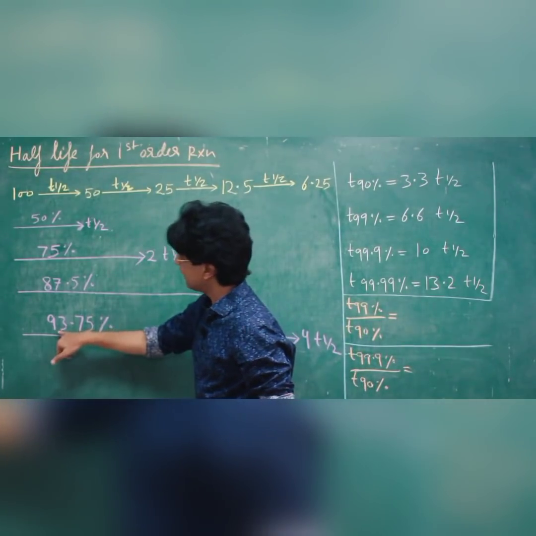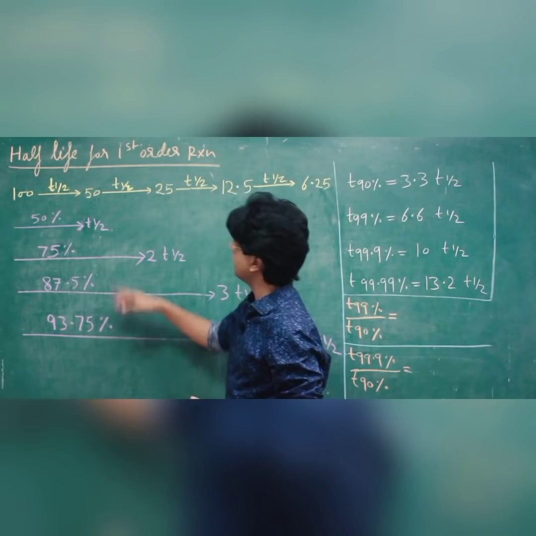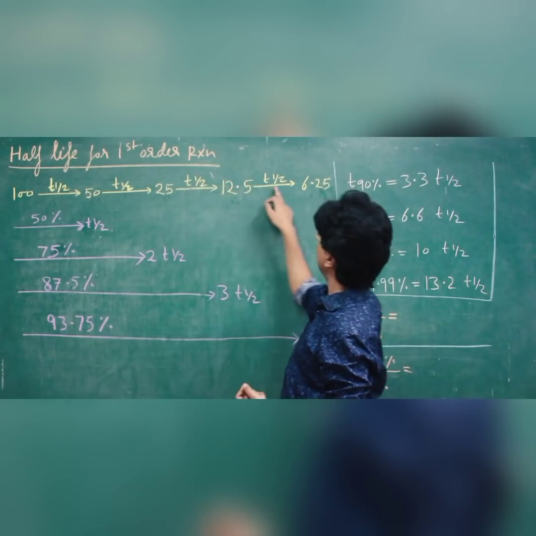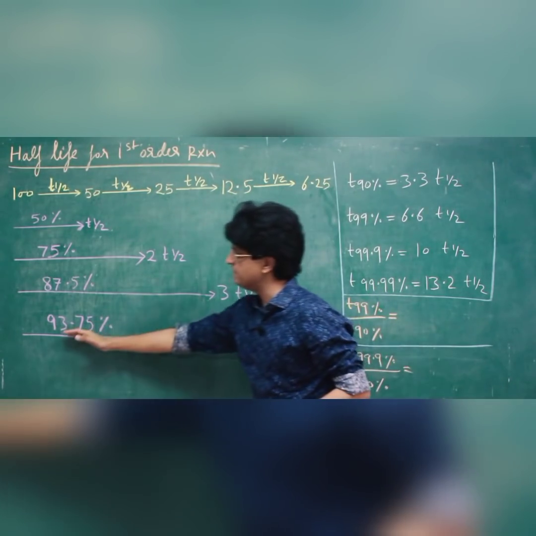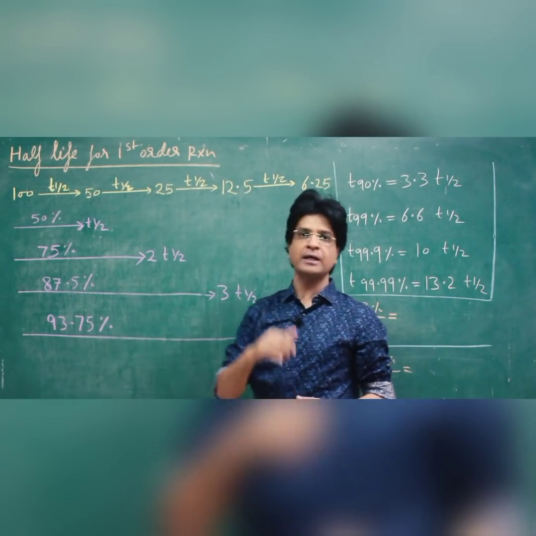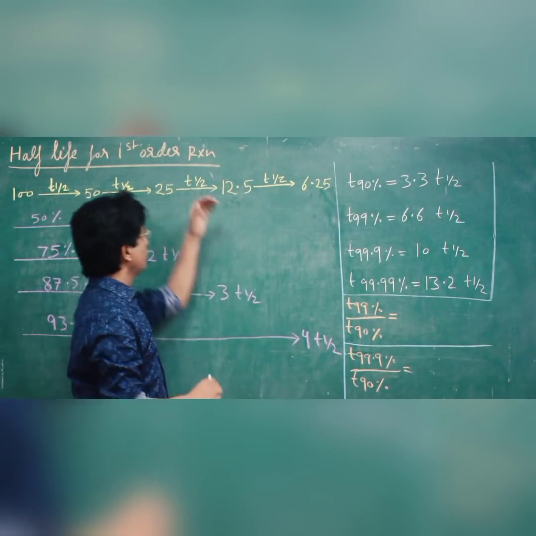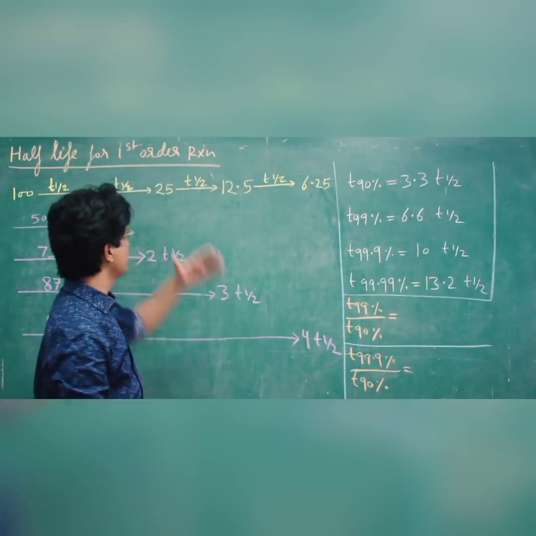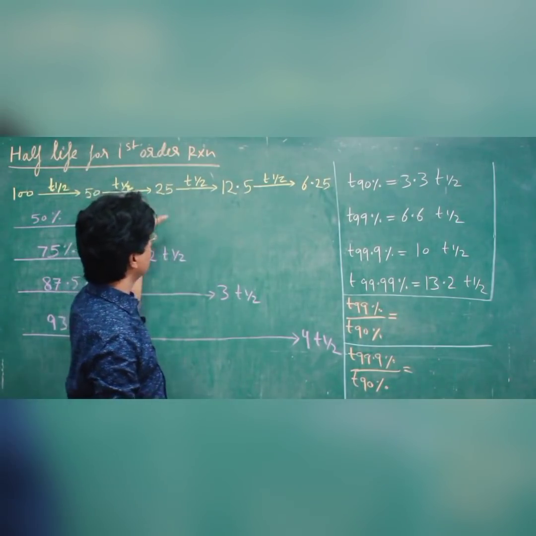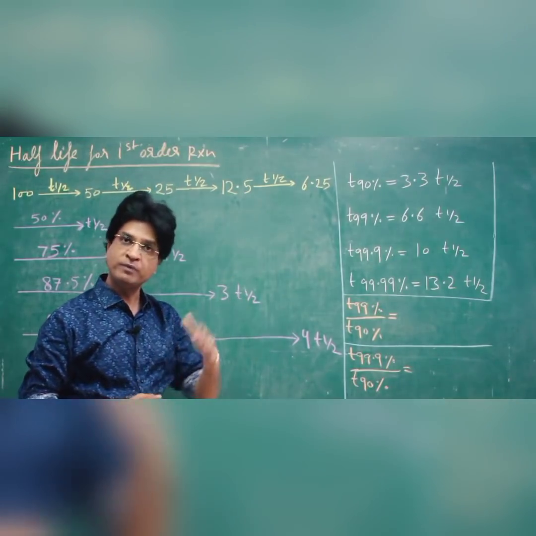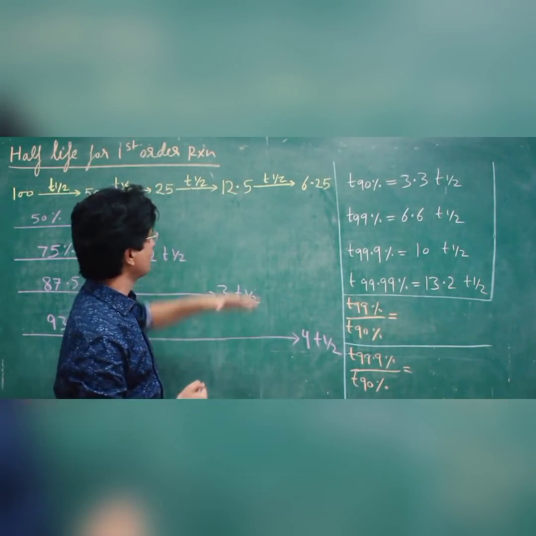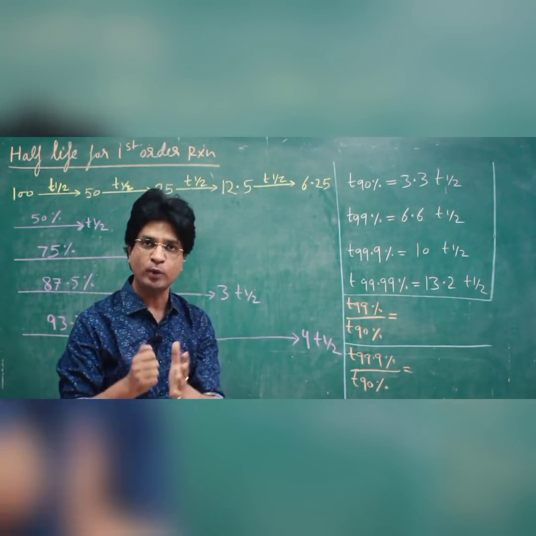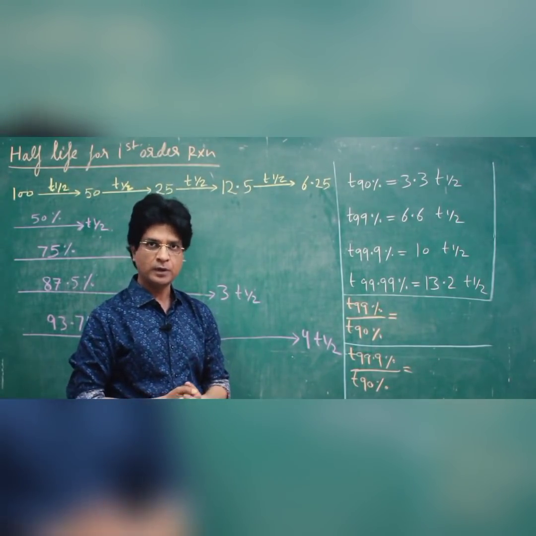Similarly, to complete 93.75% reaction, how many half-lives have I covered? 1, 2, 3 and 4. So to complete 93.75% reaction, I require 4 half-lives. Now these are very, very important data, because sometimes they ask you direct questions on that. If you are able to remember this data, your job will be very simple while solving questions on first order reactions. Remember students, it's very important that you command the half-life aspect.